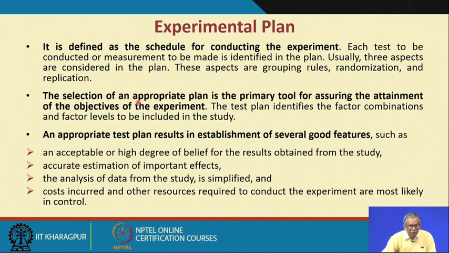Okay. So selection of an appropriate plan is the primary tool for assuring the attainment of the objectives of the experiment. Is it okay? So you must have an appropriate plan. If the plan is inappropriate, that means you may get results from the experimentation, but these results are not reliable. The test plan identifies the factor combinations and factor levels to be included in the study.